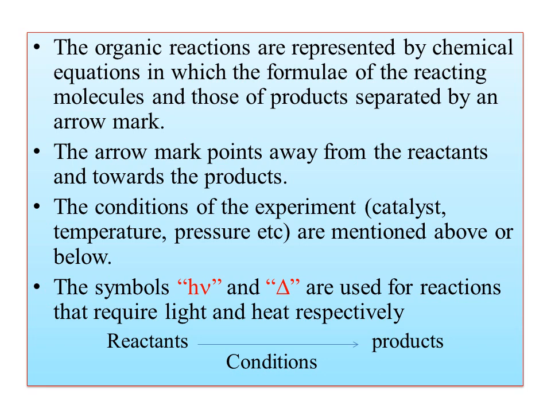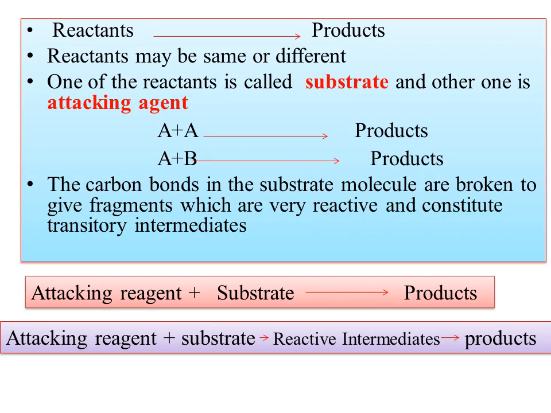Sometimes symbols like h nu or delta are used. Delta represents a thermochemical reaction where heat is involved. Similarly, h nu is used for a photochemical reaction. So we write the reactants, the conditions above or below the arrow mark, and the arrow mark always points towards the product. This is the way we represent an organic equation: reactant and product.